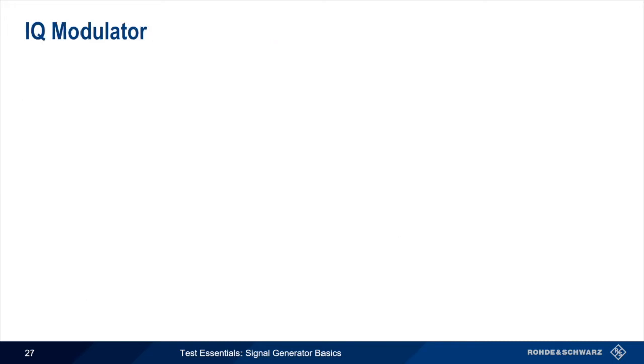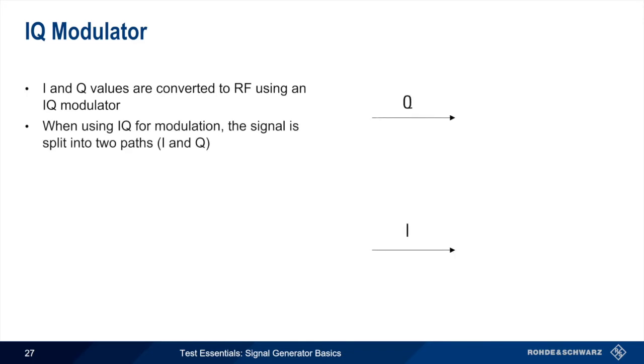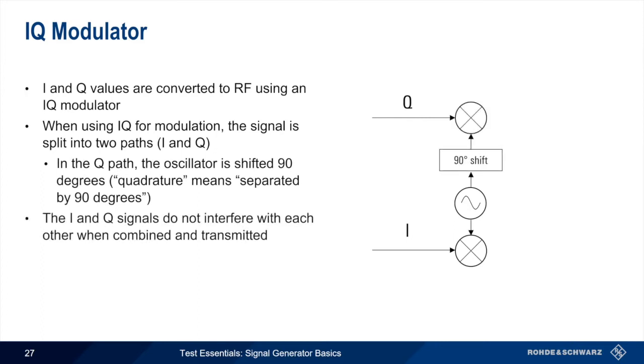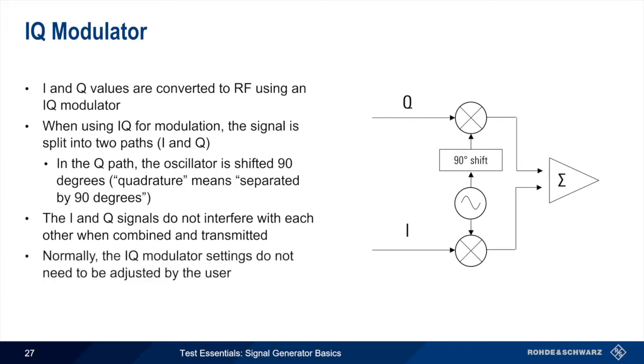Now that we've discussed the different ways that IQ values can be generated, let's take a moment to discuss how these values are converted into RF. Vector signal generators convert IQ values into RF using something called an IQ modulator. When using IQ values for modulation, these are split into two paths, one for I and one for Q. These signals are mixed with an oscillator, and in the Q path, the oscillator signal is shifted by 90 degrees. This ensures that the I and Q signals do not interfere with each other when they are combined and transmitted. Although it's helpful to understand the basic principles of an IQ modulator, in normal operation, the user of a vector signal generator doesn't need to adjust the IQ modulator or its settings.